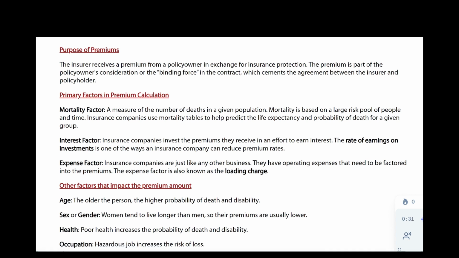Interest factor. Insurance companies invest the premiums they receive in an effort to earn interest. The rate of earnings on investments is one of the ways an insurance company can reduce premium rates.